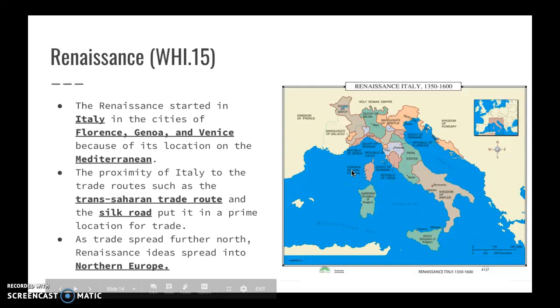Because of its location on the Mediterranean, they were very, very close to other trade routes, such as the Trans-Saharan trade route and the Silk Road, which made it a prime location for trade with these areas. As trade spread farther north, so did those Renaissance ideas into Northern Europe.